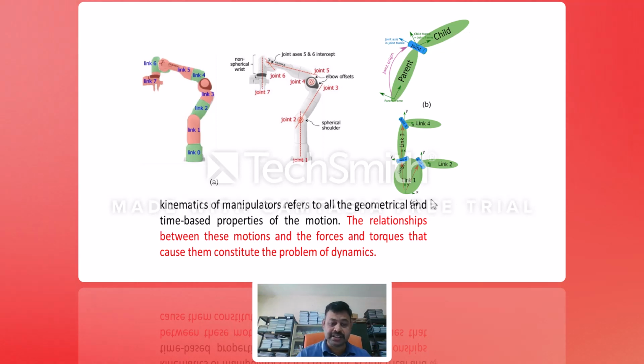So now coming to the theory, the kinematics of a manipulator refers to all the geometrical and time-based properties of the various movements. Here, we are explaining the relationship between these movements, these motions, and the force and torque that generate them, which constitute the problem of dynamics.